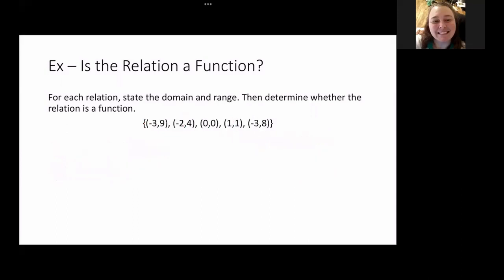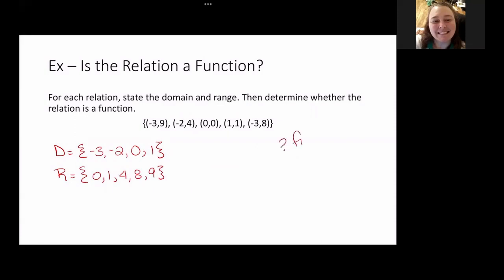Let's do one last one in this way. So my domain is the x's. So let's go -3, -2, 0, 1, and we have a -3 again, but I already wrote it. Okay, so it's -3, -2, 0, 1. The range is going to be, we didn't put these in order, great: 0, 1, 4, 8, and 9. And I believe I got everybody. 9, 4, 0, 1, 8. Beautimous.